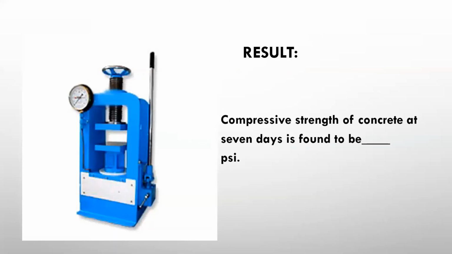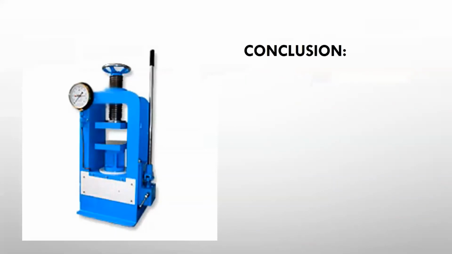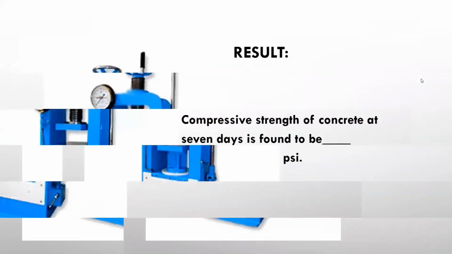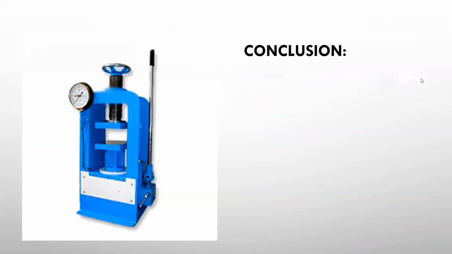After 7 days, you have to take the reading by doing the compression testing. One more thing you can do is take the compressive strength on 14 days and 28 days, so you will be able to make the graph for it. Conclusion: you have to write it yourself, whether the 7 days reading is coming out to be good or bad. So you have to discuss that in the conclusion.